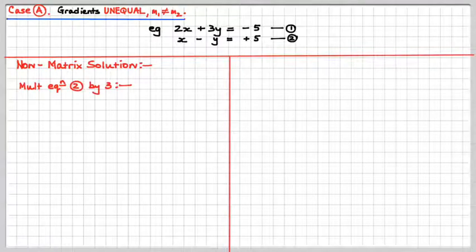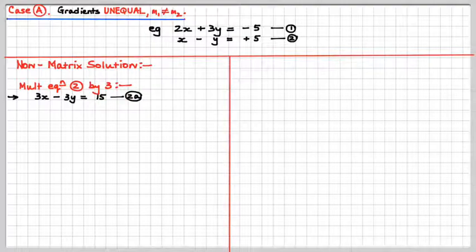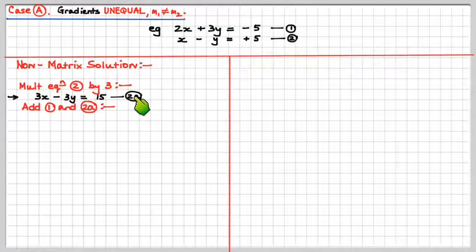Now you multiply, you know how to do this, you've been doing it since year 9 or 10. I'm going to do this one by elimination, and multiply equation 2 by 3. Yes, I know, it's easy, but I'm going to show you anyway. Then I'm going to add 1 and 2a. I call this one 2a because I've multiplied it by 3, so it's kind of like daughter or son of 2, if you like. And you add 1 and 2a.